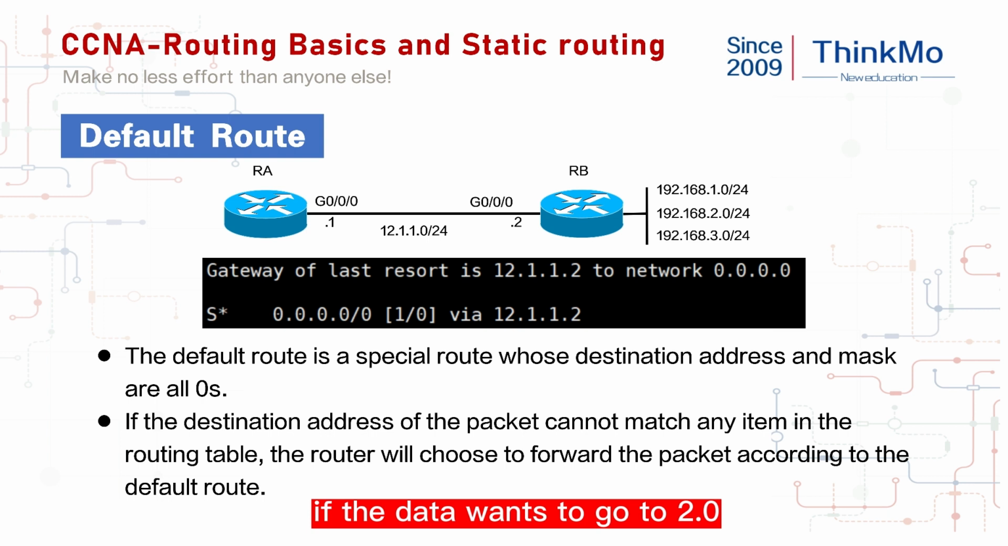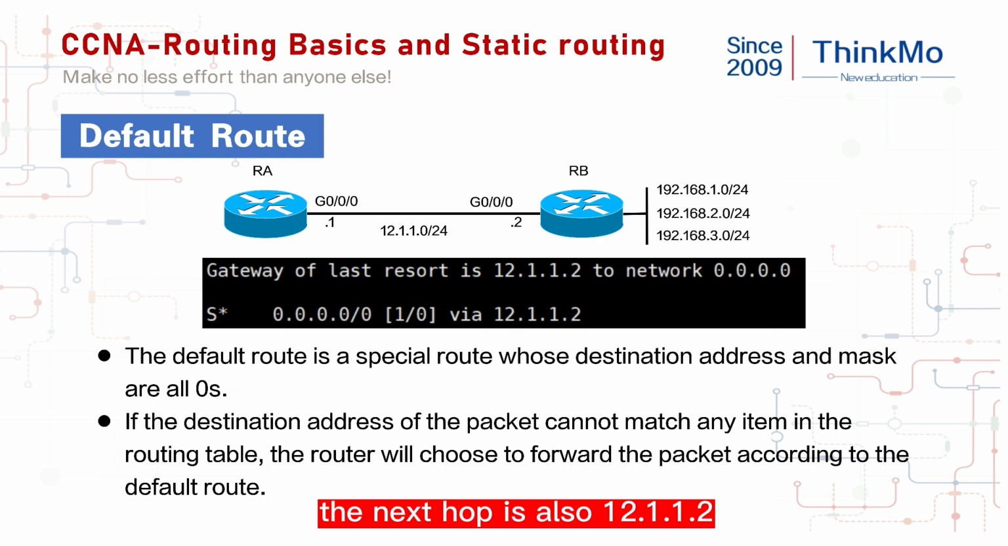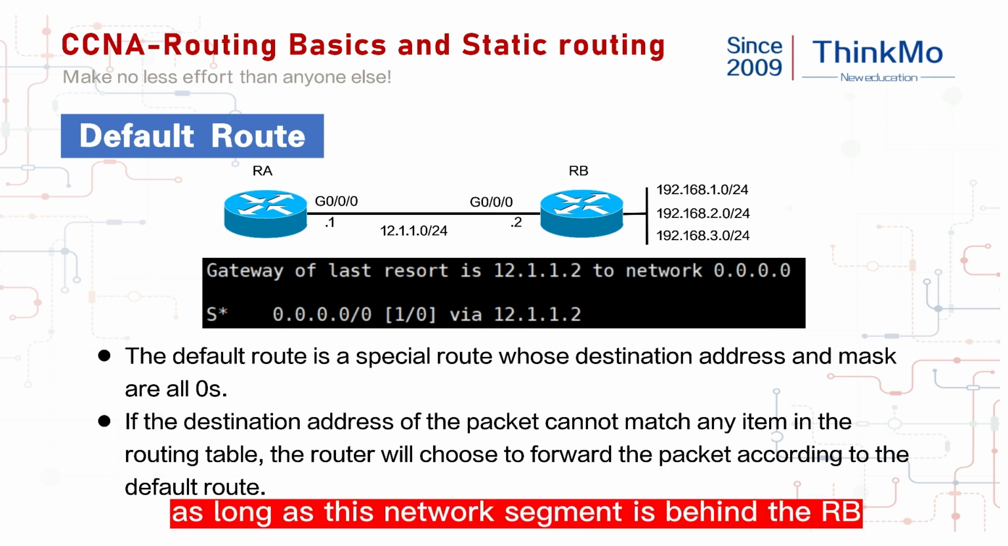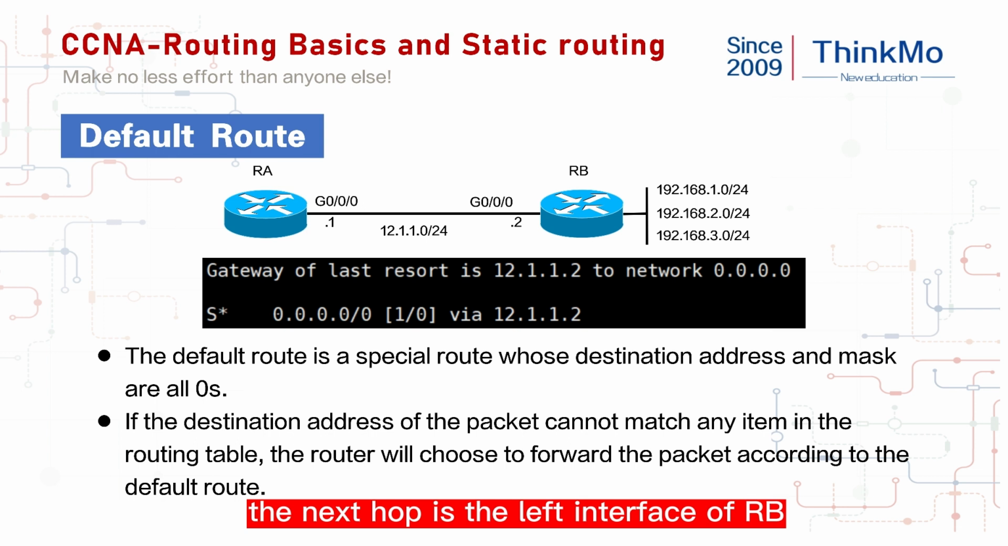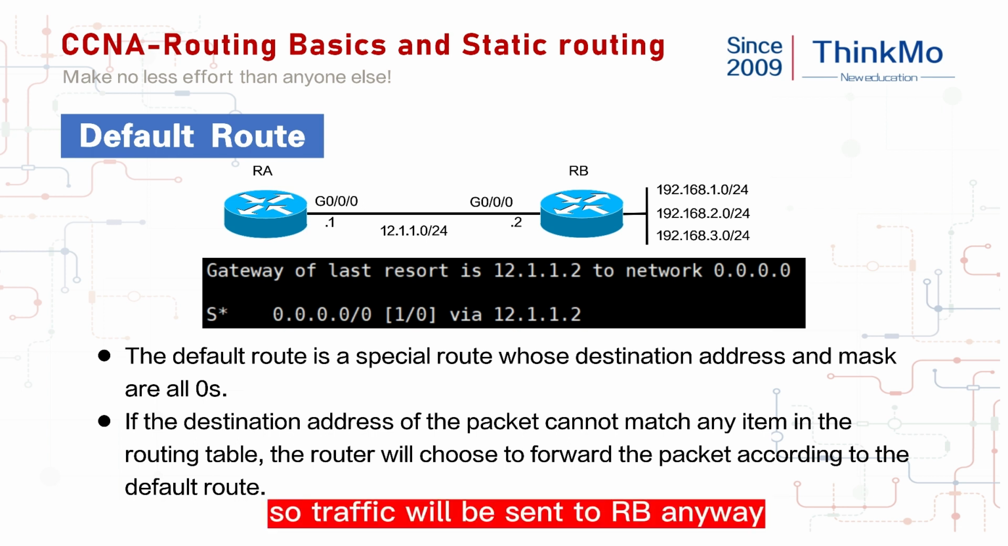If the data wants to go to 2.0, IP route 192.168.2.0, 24-bit mask. The next hop is also 12.1.1.2. The third is the same. You will find, as long as this network segment is behind the RB, the next hop is the left interface of RB. So traffic will be sent to RB anyway.